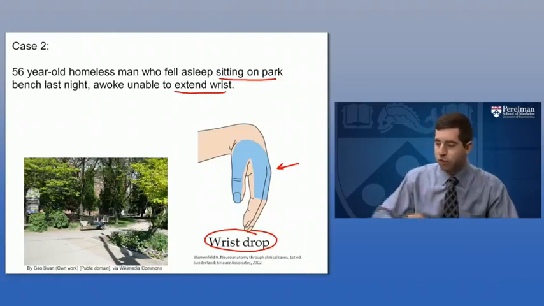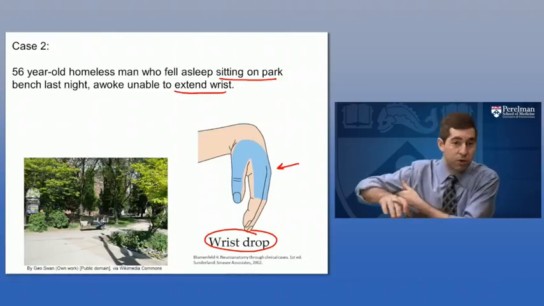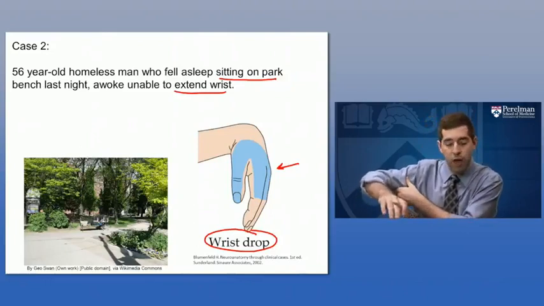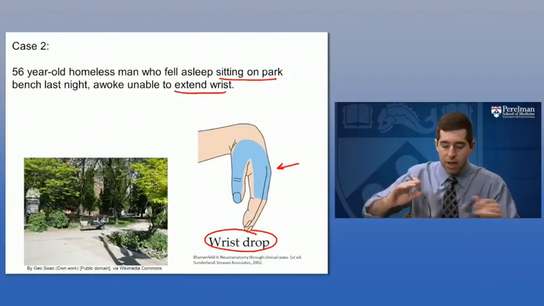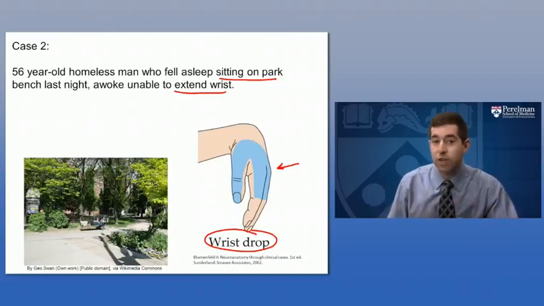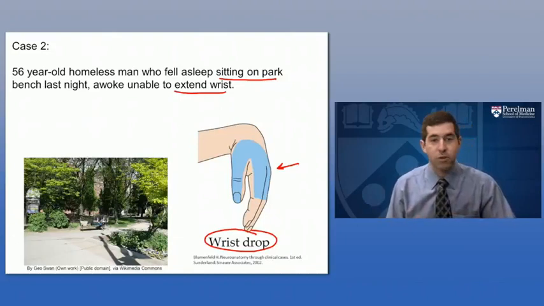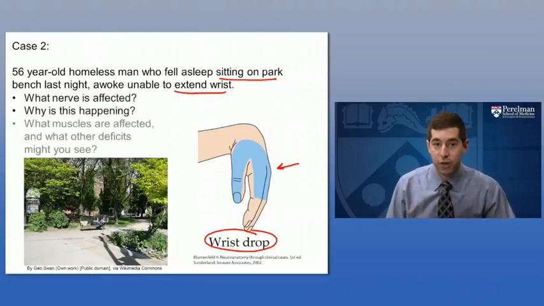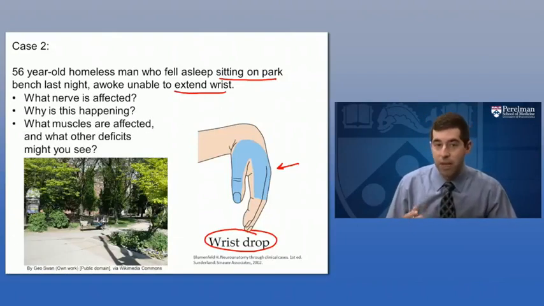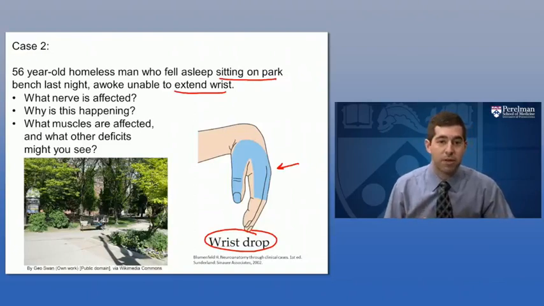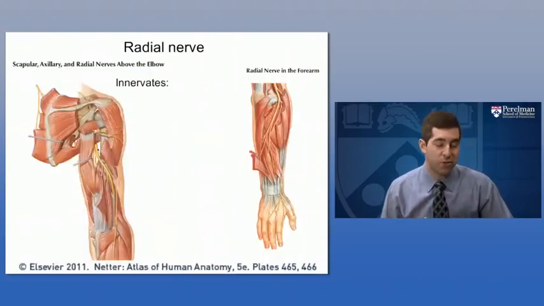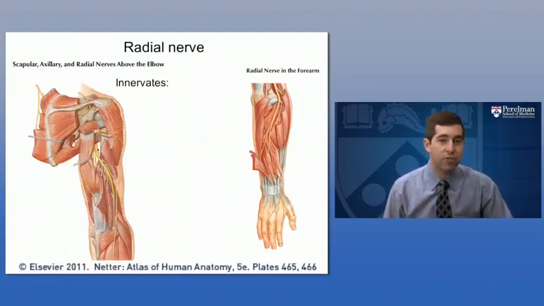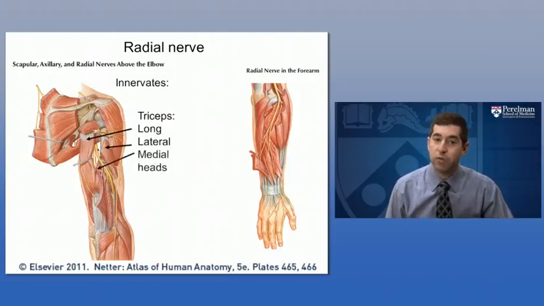What nerve may be traveling in that area where it could have been compressed through that humeral mid-shaft area, and then goes ahead and extends the wrist, ends up innervating those muscles that extend the wrist. Well, the nerve for this, of course, is going to be the radial nerve. We're asking what nerve is affected, why this is happening, and what muscles here would be affected. We've got the radial nerve. The radial nerve, remember, is going to innervate the triceps. Now, the triceps is not primarily affected here, and the reason for that is where the compression is occurring.